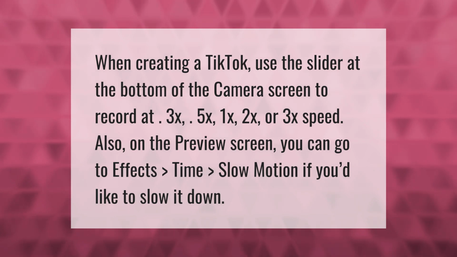When creating a TikTok, use the slider at the bottom of the camera screen to record at 0.5x, 1x, 2x, or 3x speed. Also, on the preview screen, you can go to Effects, Time, Slow Motion if you'd like to slow it down.